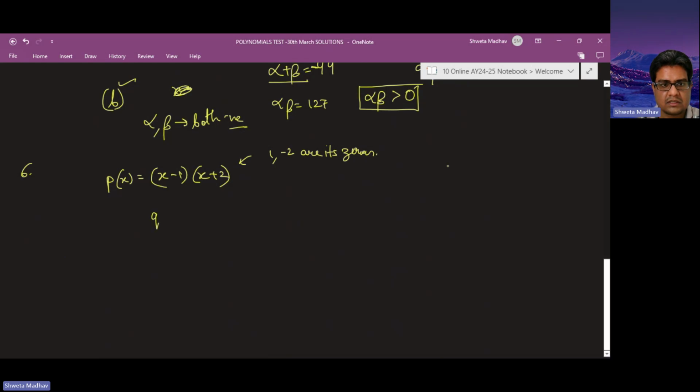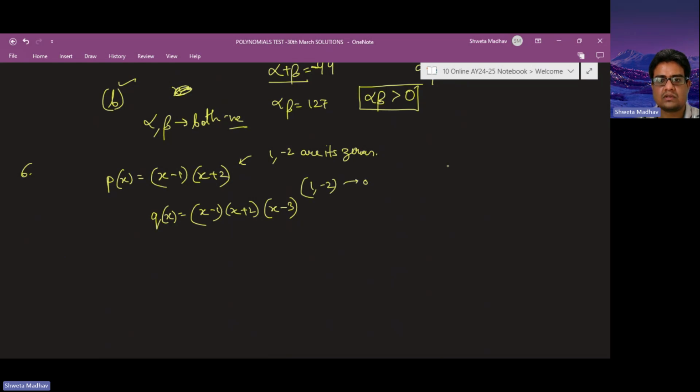Now we can also take, let's say, q of x, which is x minus 1 into x plus 2, then into x minus 3, suppose. So in this way, except the zeros 1 and minus 2, we can have other zeros also, excluding these 1 and minus 2. So hence, lots of other polynomials can be formed, which can have 1 and minus 2 as its zeros.